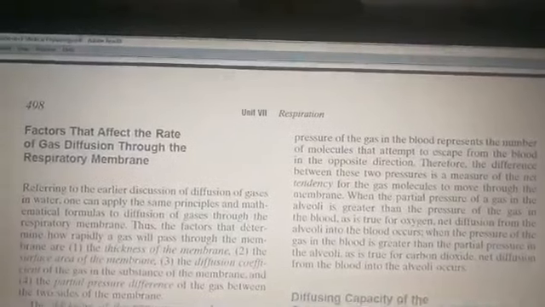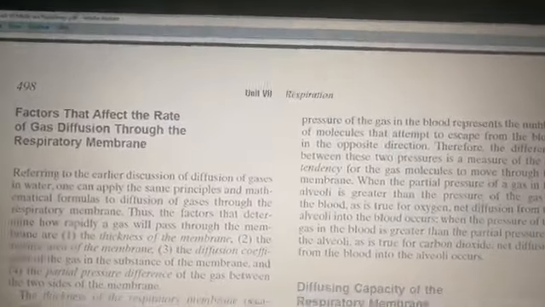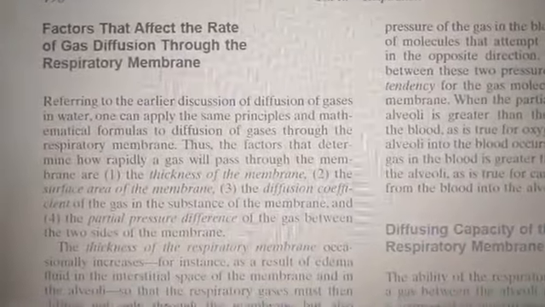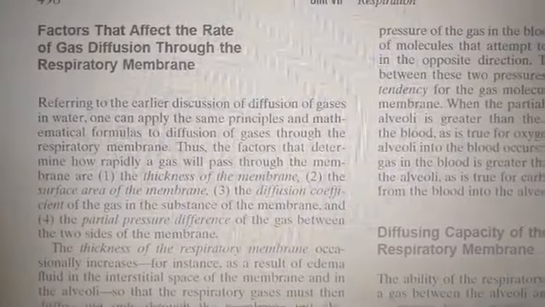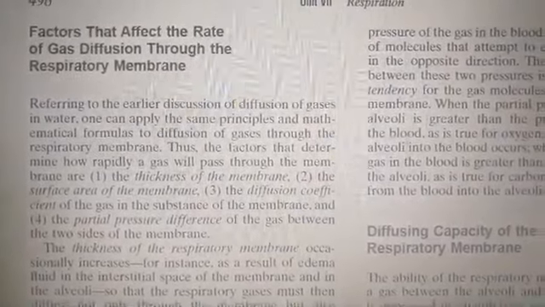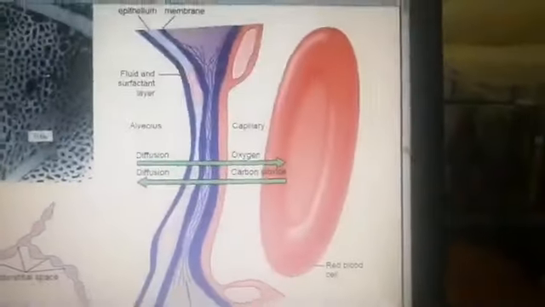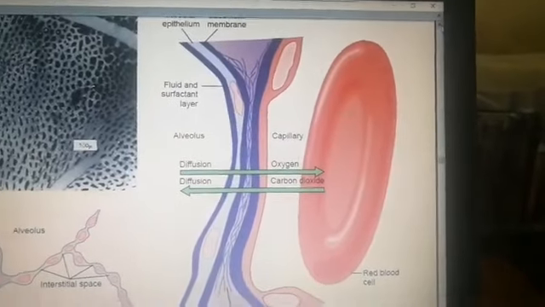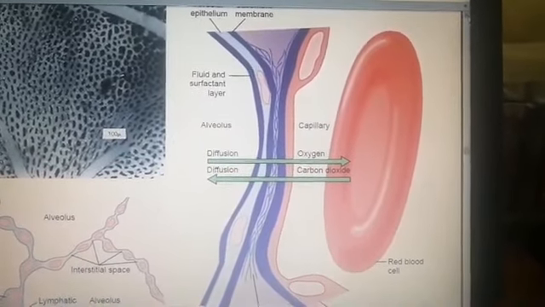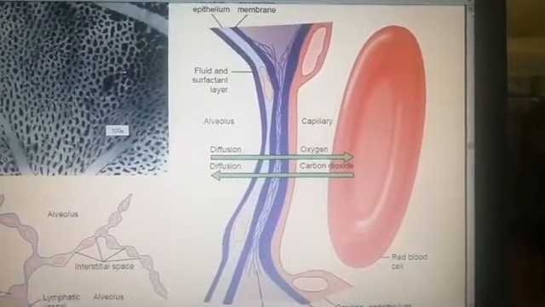And what are the factors that affect the rate of gas diffusion? There are 4 factors. So this is an important lecture, and this diagram is actually very important. You have to memorize this diagram.